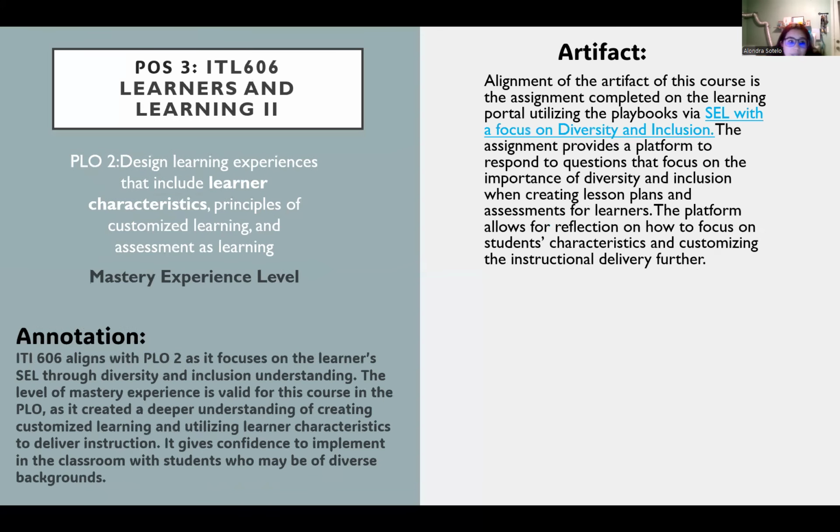Now, POS 3 is the ITL 606 Learners and Learning 2 with the PLO 2 alignment, designing learning experiences that include learning characteristics, principles of customized learning, and assessment as learning. I chose this in the mastery experience level.